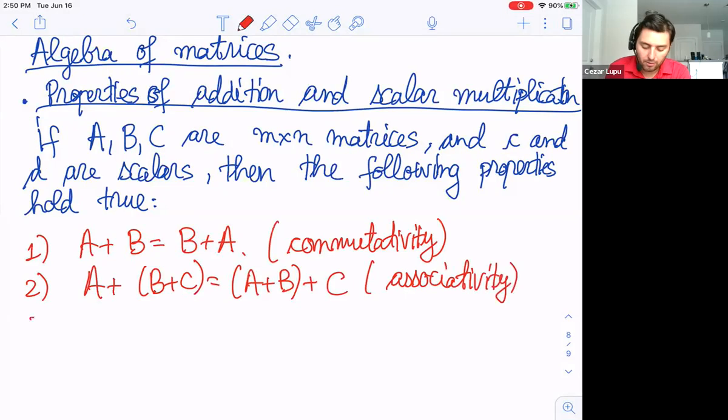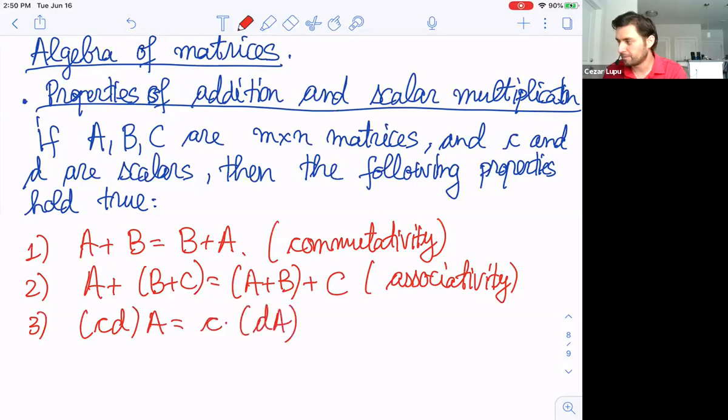So this is what we call associativity. Then the third property is, if we multiply two scalars, let's say c and d, two real numbers, by a matrix A, it is nothing else than just multiplying the second one or the first one by the matrix A. So this is associativity, but it's not the associativity of matrices, it's the associativity of scalar multiplication.